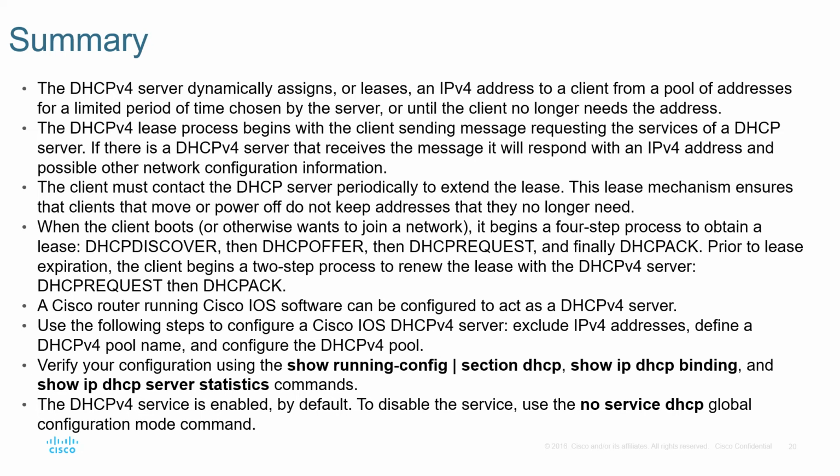A Cisco router running Cisco IOS software can be configured to act as a DHCP server and use the following steps to configure a Cisco IOS DHCPv4 server: exclude IPv4 addresses, define a pool name, and configure the DHCPv4 pool. Verify your configuration using show running-config | section dhcp, also show ip dhcp binding, and show ip dhcp server statistics. The DHCPv4 service is enabled by default, and if you want to disable it, you type no service dhcp.